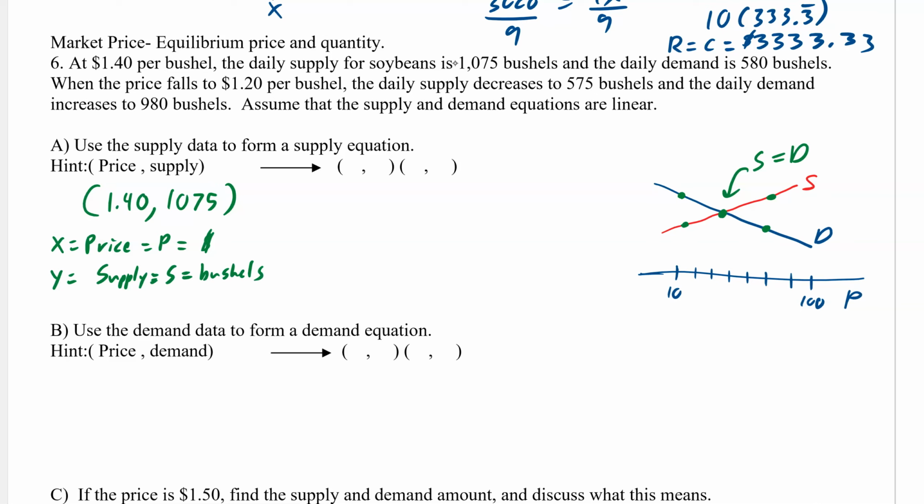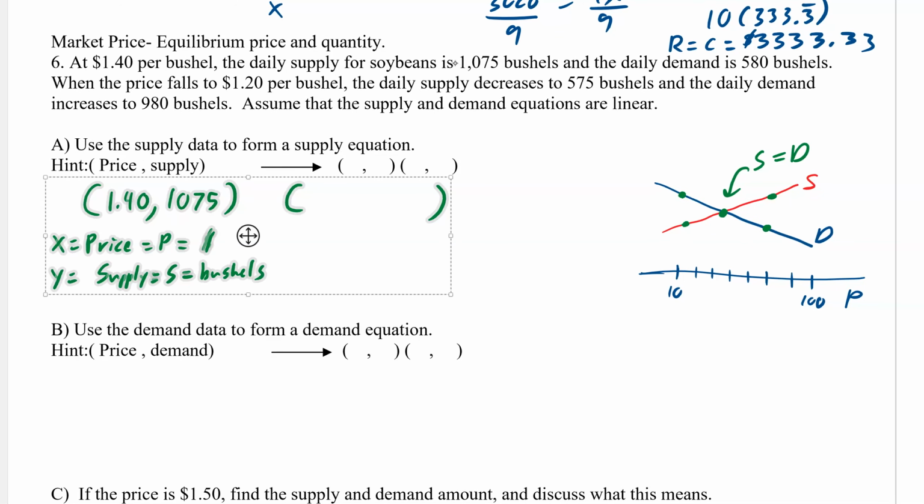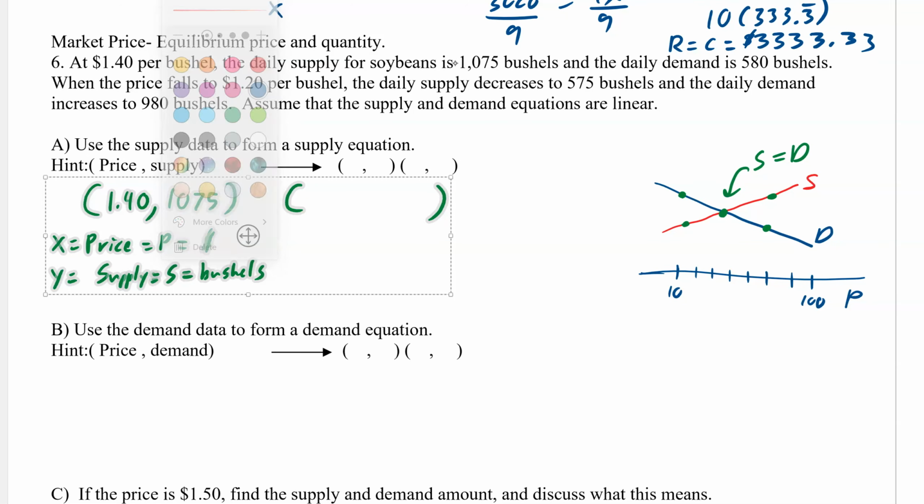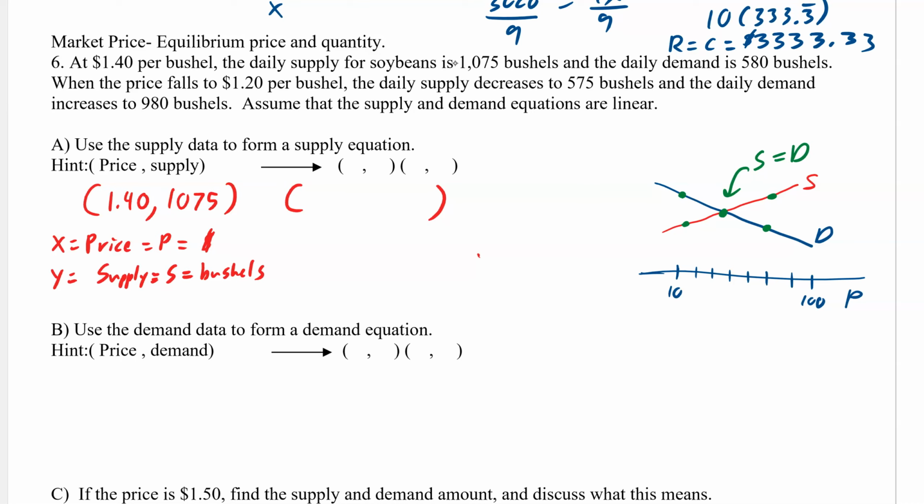All right, so now what we need is another point. And since I did this picture in red, let's change it. There we go. All right, now our next one, just keep reading. It says when the price falls to $1.20, the daily supply decreases to 575. So there's the next one, $1.20, 575. Now let's pull out the demand equation at the same time, just so we have it.